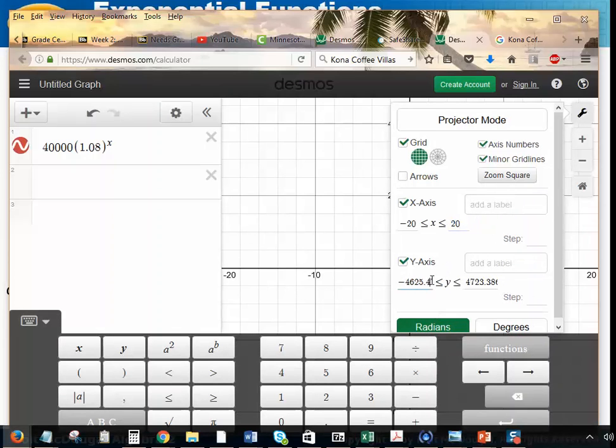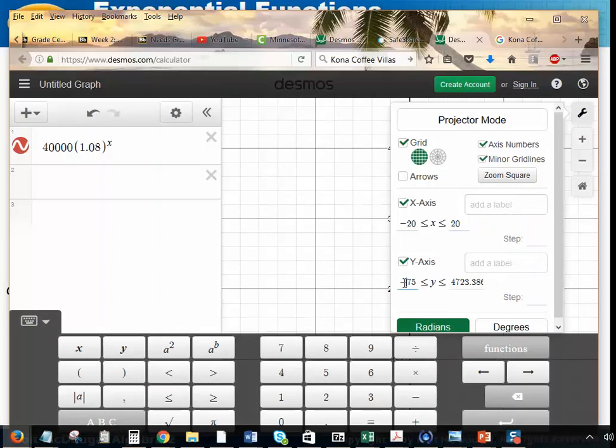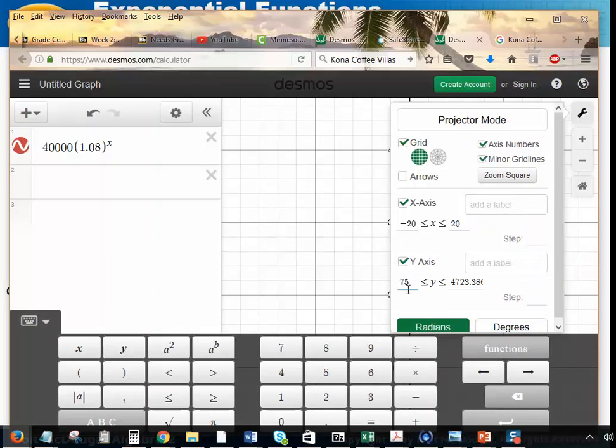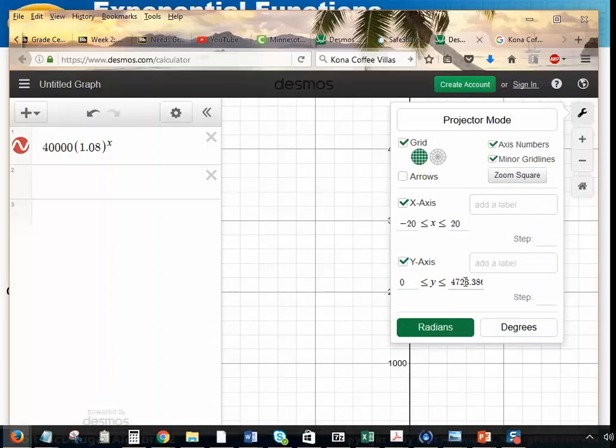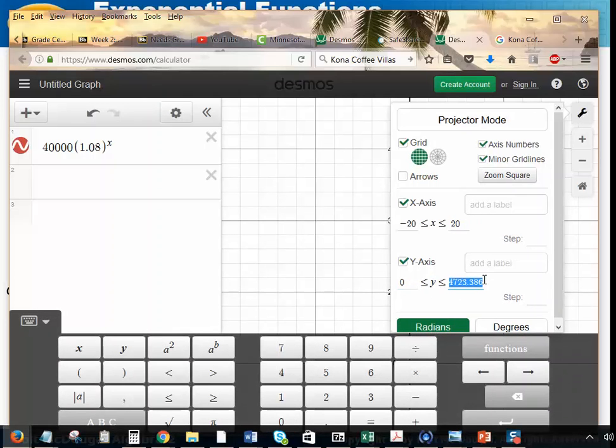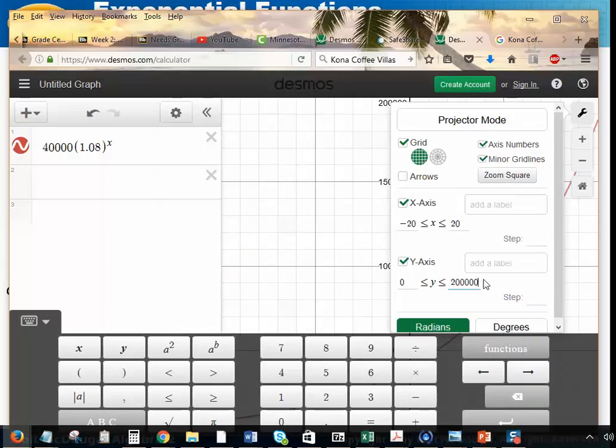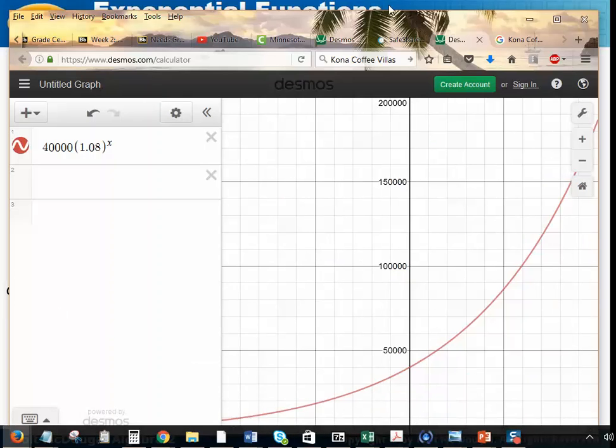And my y value is the one that I can start at 0 because it's never going to be less than 0. And my y needs to go up quite high because it's starting at 40,000. It's going to grow, so it's going to go quite high. Should we go one more 0? Is that too many zeros? All right, let's see what this looks like, and we can adjust as needed.